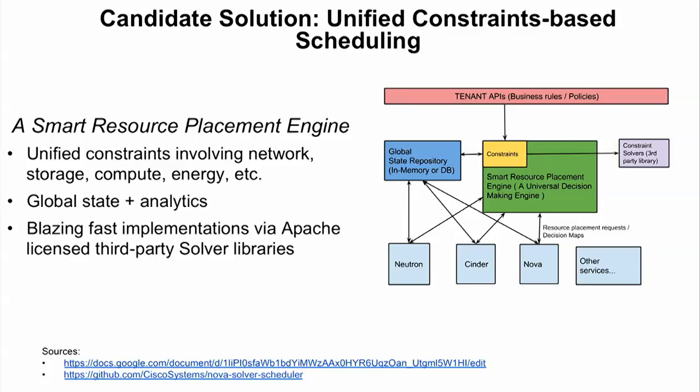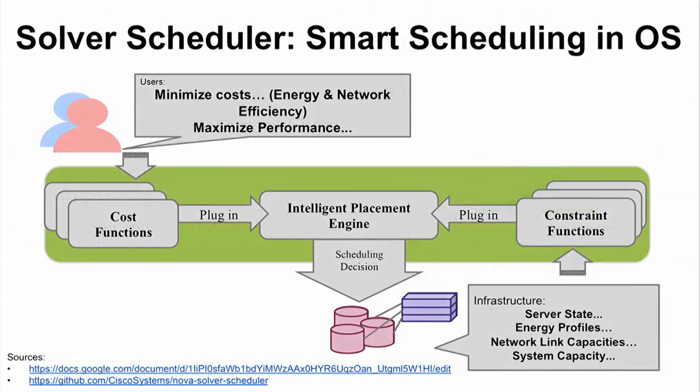And in addition to that, what we need here, which is currently lacking, is a way to do cross services. So what we want is constraints that include network, storage, compute, energy, etc. We want to unify the constraints so that we can come up with an optimal decision. So all of these feed into this smart placement engine. And what we propose is that we can use really fast implementations of Apache licensed third-party solver libraries so that we can compute this optimal placement. And to give you more details, what we propose is the solver scheduler, as an intelligent placement engine.